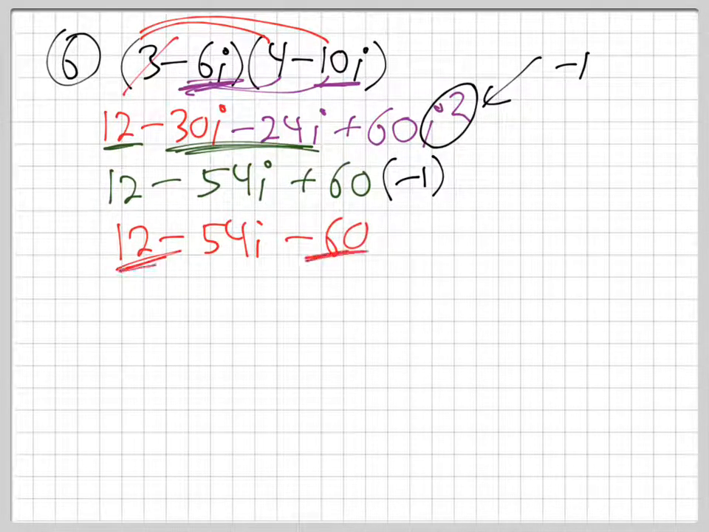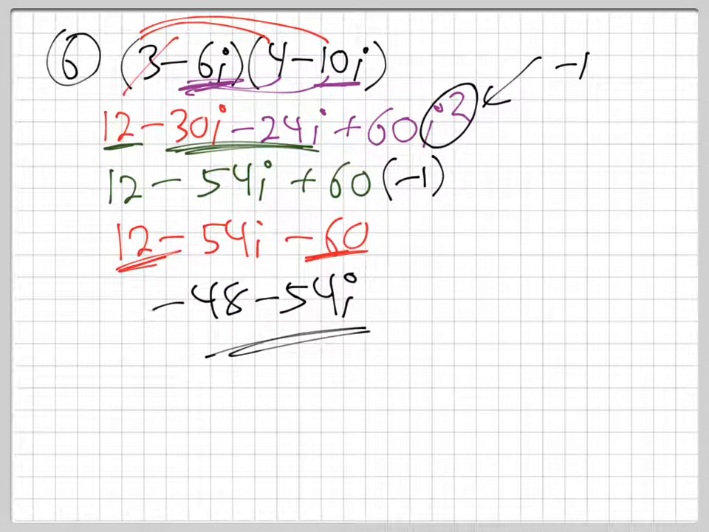So now these two can combine, actually. They're just both plain old numbers. 12 minus 60, what is that? Minus 48. Thank you. Minus 54i, and we're done. So again, i we leave. Plain i, regular i, just stays i. But i squared, we replace with -1.